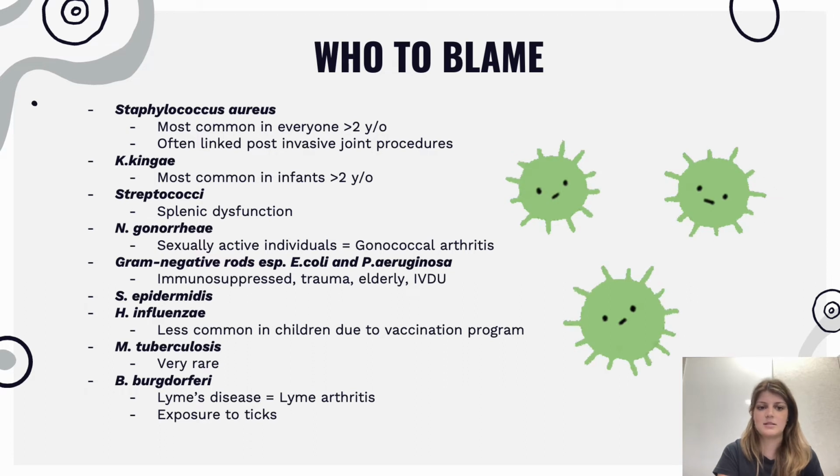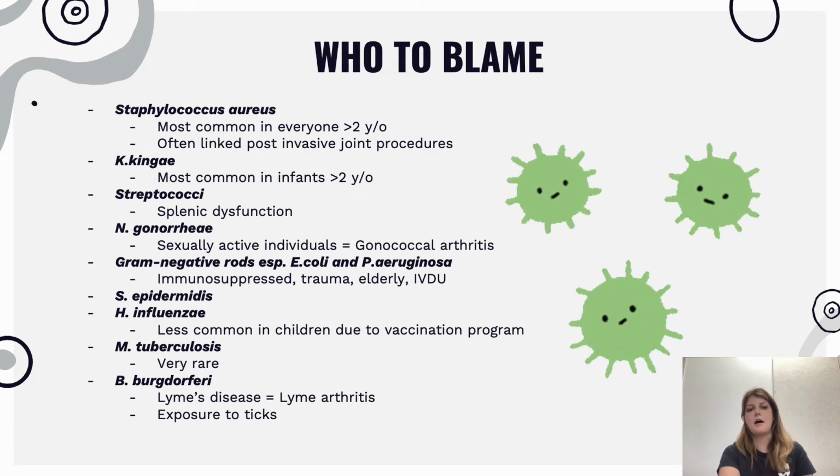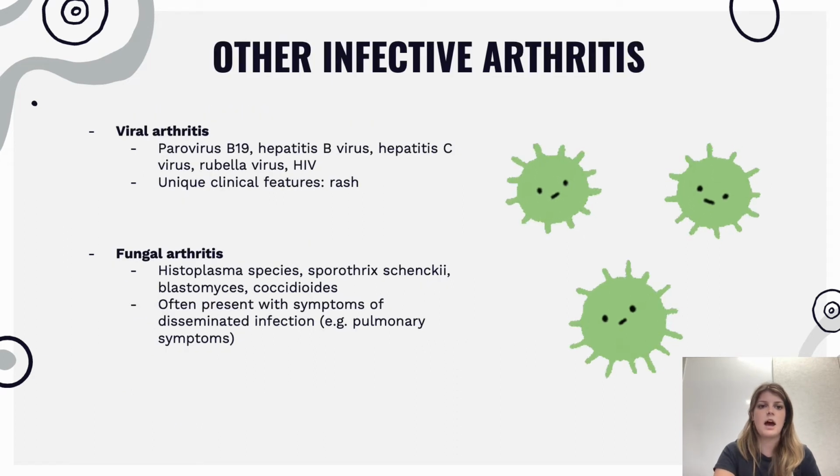S. epidermidis, skin infections. H. influenzae, more common in children. It used to be the most common, but now that we've got the vaccination program, that's died down a bunch. M. tuberculosis and Lyme disease are rare, definitely in Australia, but good to be on the lookout for. And then there's other infective arthritis. So you've also got your viral arthritis, which often presents with a rash, and then fungal arthritis, which you'll probably see more in immune-compromised individuals.